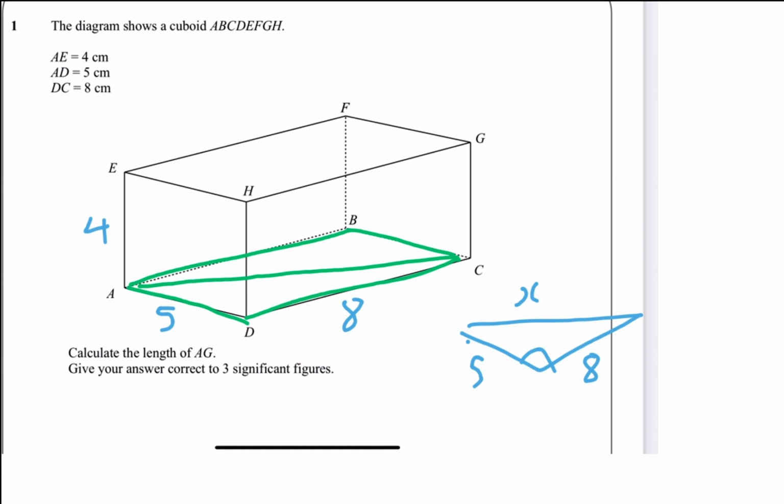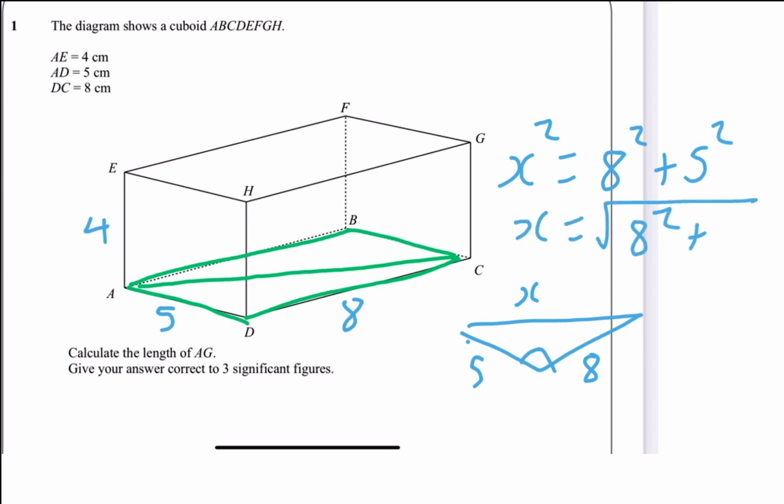We can use Pythagoras' theorem because, as we know, in a cuboid, all the corners are 90 degrees. So therefore, x squared is equal to 8 squared plus 5 squared. Therefore, x equals the square root of 8 squared plus 5 squared. Once we've got the diagonal, I'll put it in red. There we go.